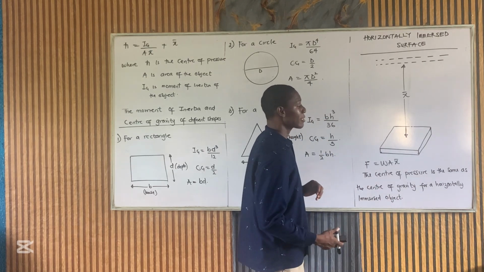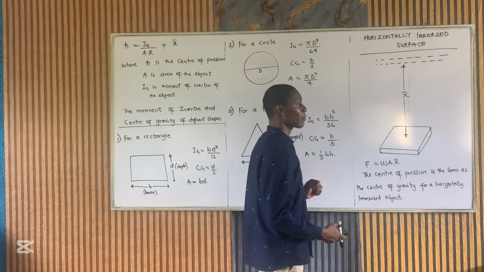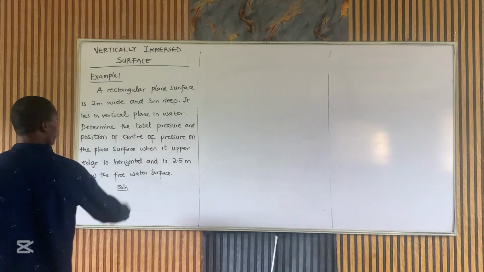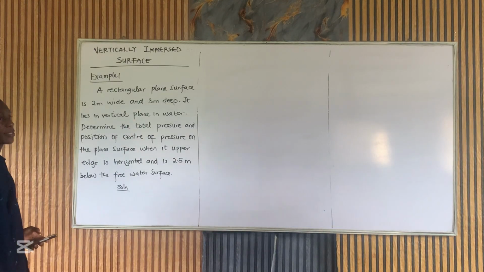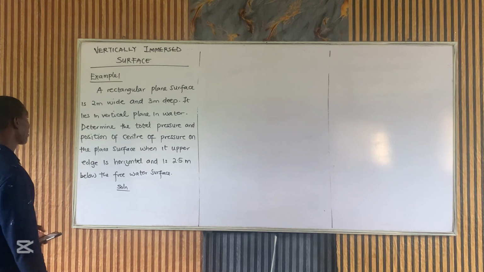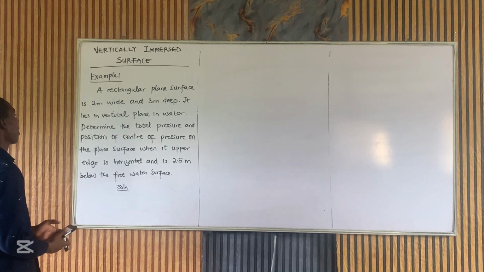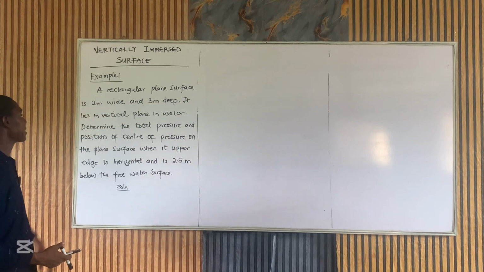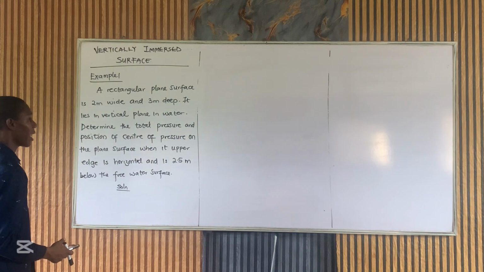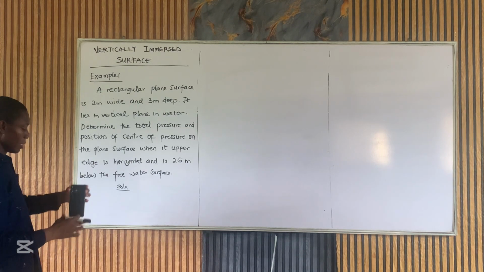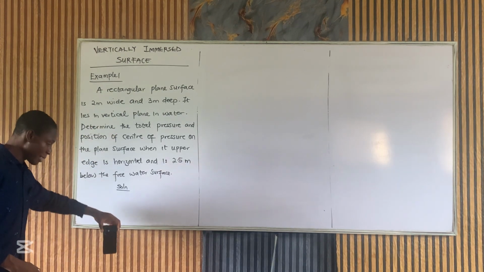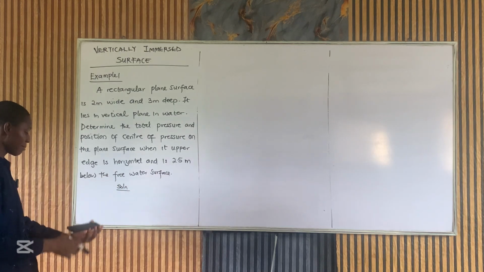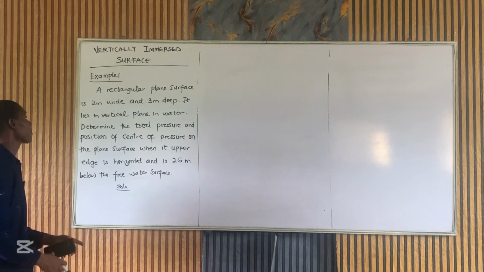Now, let's move to vertically immersed surface and solve some examples. Vertically immersed surface now. Let's take an example under this. We have it that a rectangular plane surface is 2 meters wide and 3 meters deep. It lies in a vertical plane in water. I've said what it means to immerse an object vertically. If you immerse in this manner, you're immersing vertically. If you immerse in this manner, you're immersing horizontally.